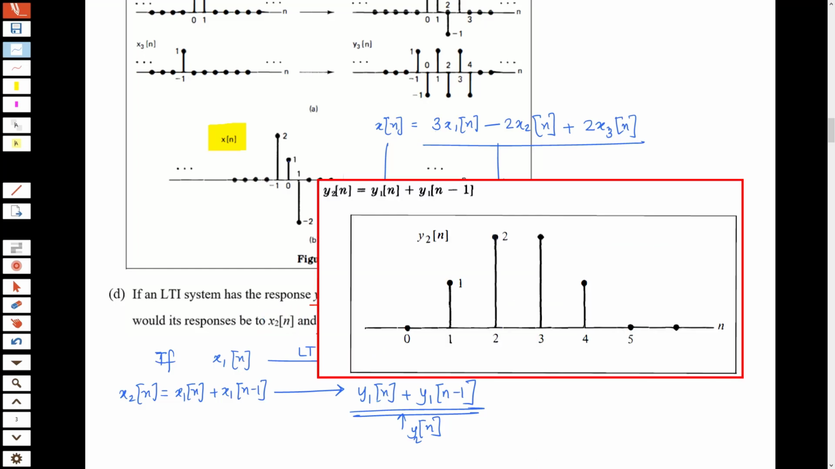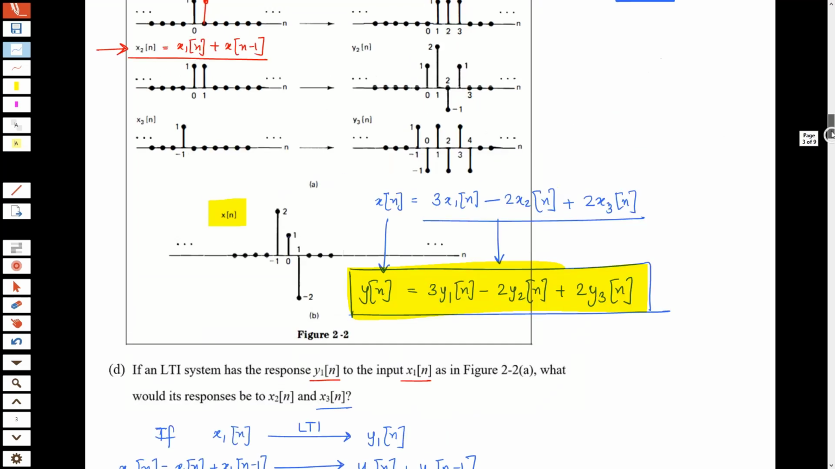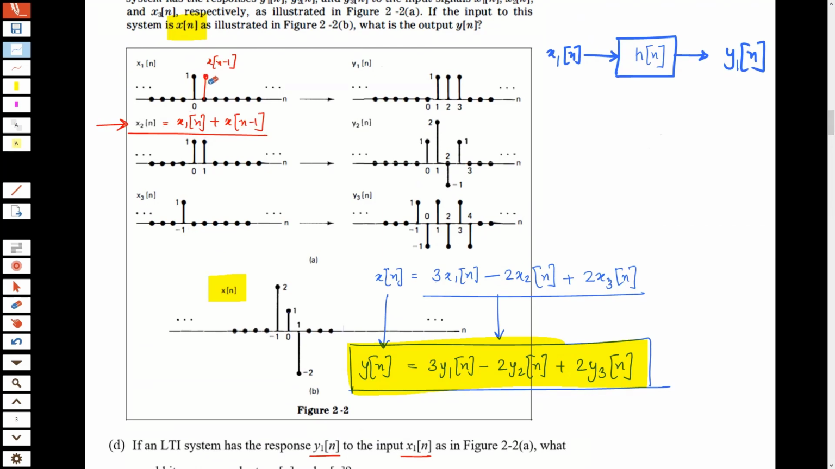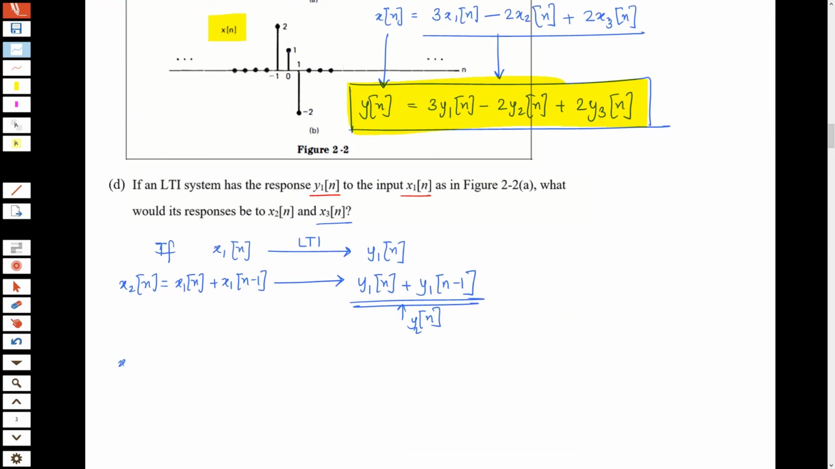Similarly, let us try for x3. How do we write x3 in terms of x1[n]? You can notice that x3 is x1[n] moved to the left by 1 position. This is nothing but x1[n+1]. That means that if x3[n] is nothing but x1[n+1], this is going to give an output y1[n+1].